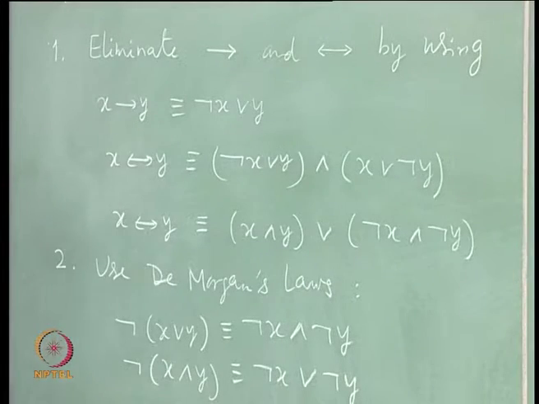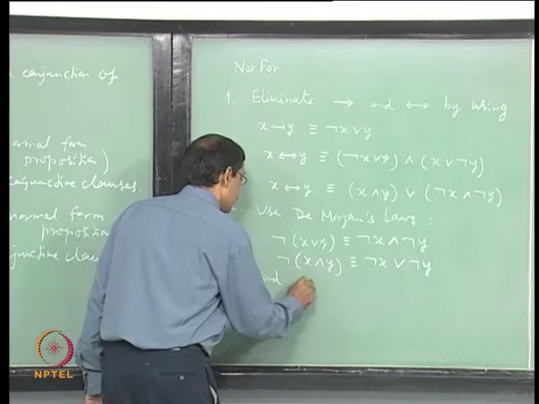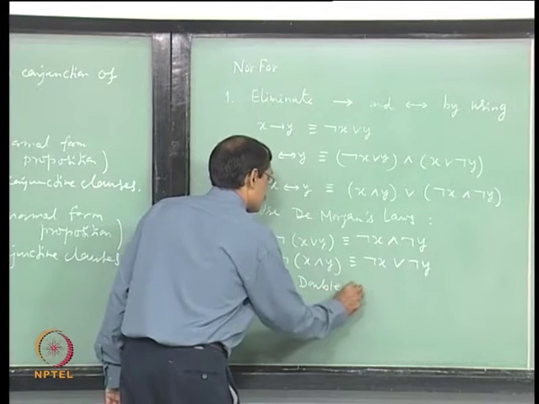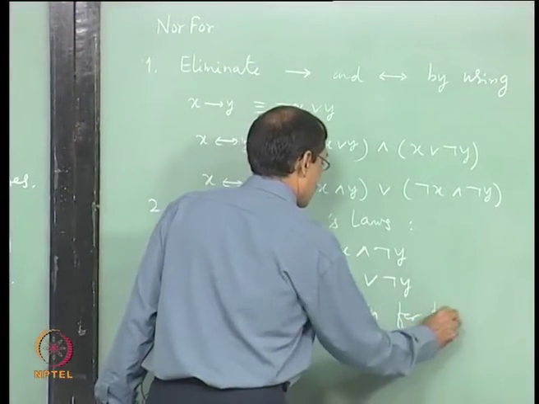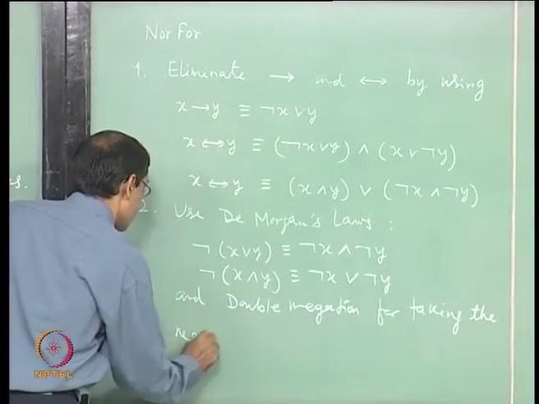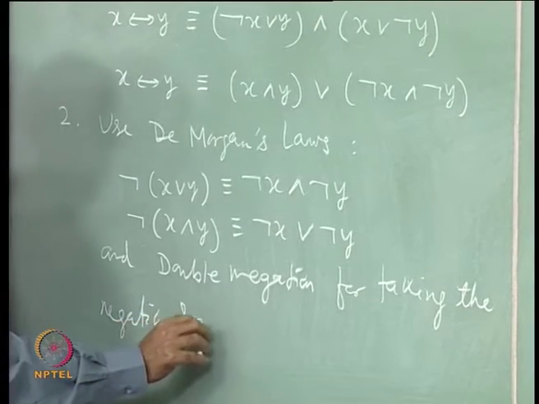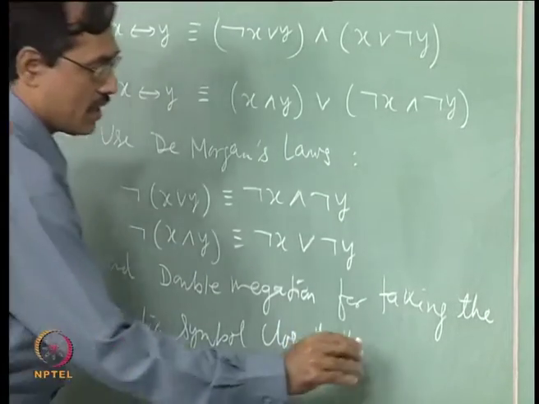But literals also have another property. There cannot be two negation or three negation symbols. Right. This might introduce many more negation symbols near the propositional variables. So, you have to eliminate them, that is use double negation, double negation for taking the negation symbol close to the propositional variables.